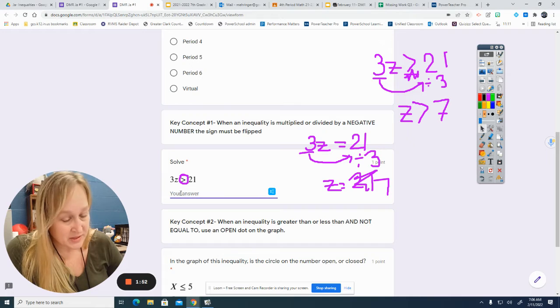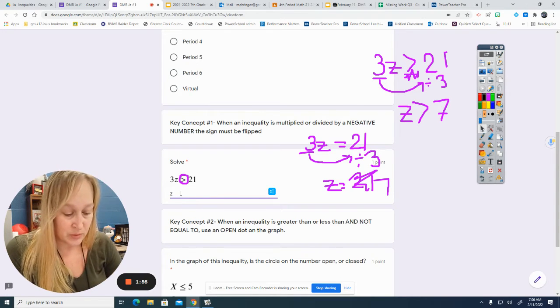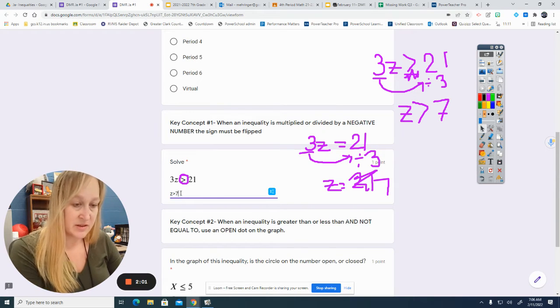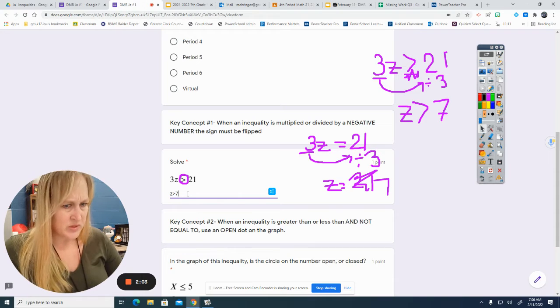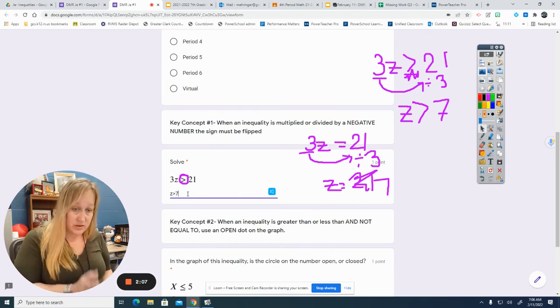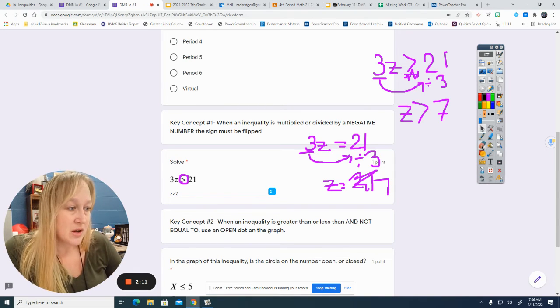You will type in Z, and your greater than and less than is on your keyboard with the period and the comma. So greater than 7. When we solve this, I think I typed it in so that you could put Z space greater than space 7. But I think both ways will work. All right, moving on to the next one.